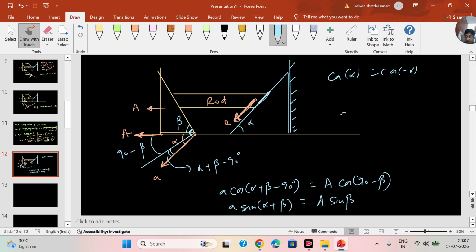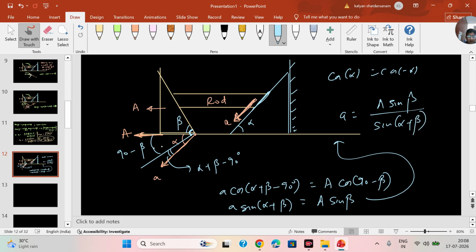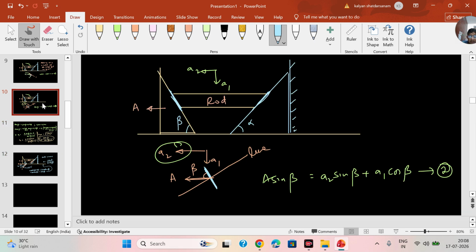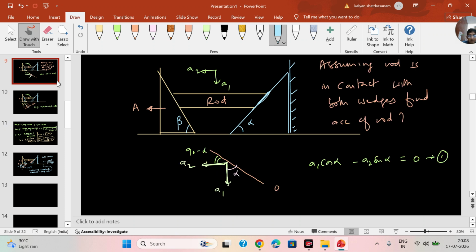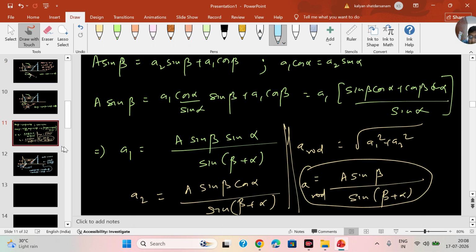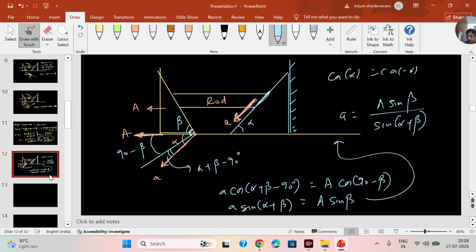So what is small a from here? From here, a is A sin beta by sin alpha plus beta. Can you see that? That's what we got previously, we got it in one of the methods. No? A sin beta by sin alpha plus beta. We got it in a very big way, but now I'm getting it in a much faster way. I got the same answer in a much faster way, right?